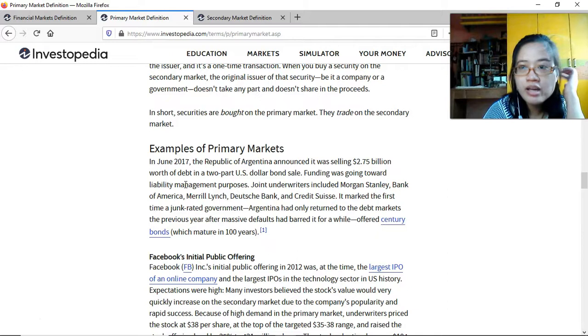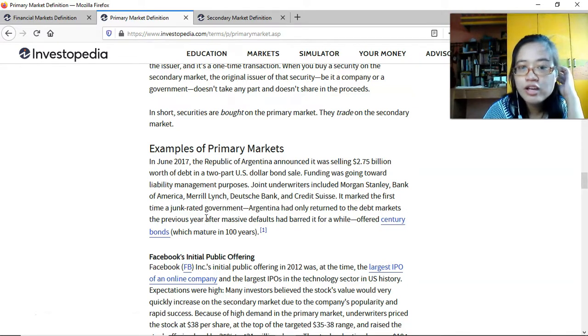And then you have here an example of the primary market. Okay, in 2017, the Republic of Argentina sold $2.75 billion worth of debt in a two-part US dollar bond sale. Funding was going toward liability management purposes. Joint underwriters included Morgan Stanley, Bank of America Merrill Lynch, Deutsche Bank, and Credit Suisse.